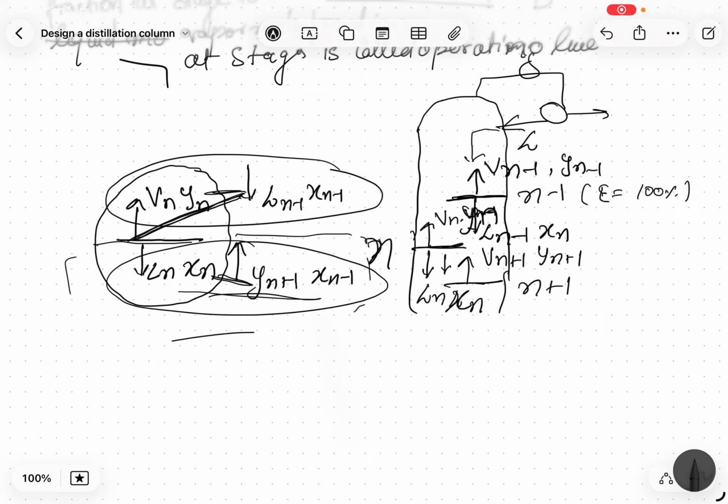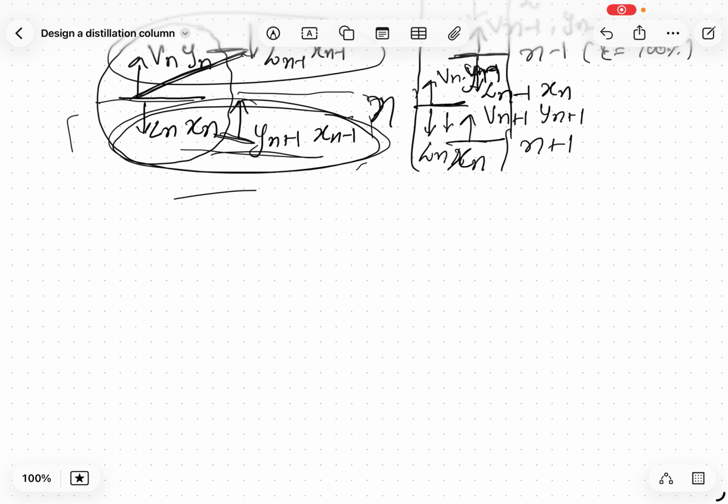So now what will I choose? I will choose to find the relation between xn and yn plus 1. But before going forward, I will introduce another terminological term that you should know, because this is generally used.